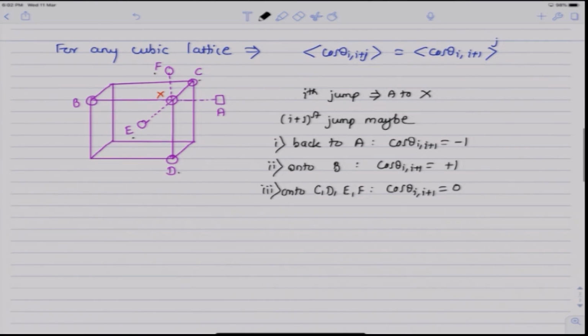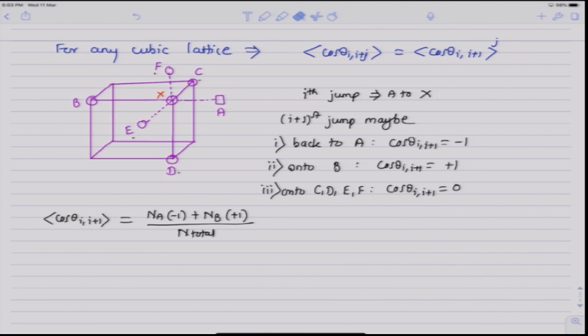So, if we find the average of cos theta i plus 1 here, the average would be the number of atoms N_A that make this reverse jump to A times cos theta i plus 1 corresponding to that jump, which is minus 1, plus the number of atoms that make the jump onto side B times the cos theta corresponding to that jump, which would be plus 1. We do not need to consider the other 4 jumps because the cos theta for those would be 0, divided by the total number of atoms.